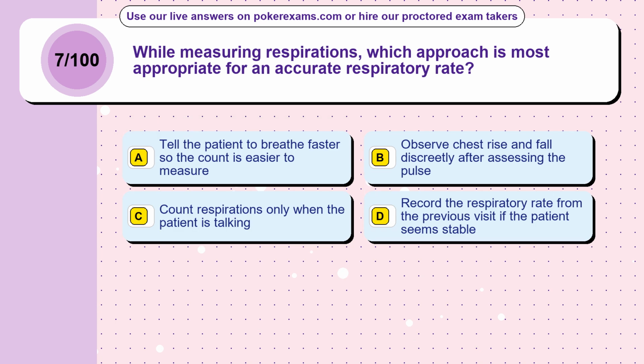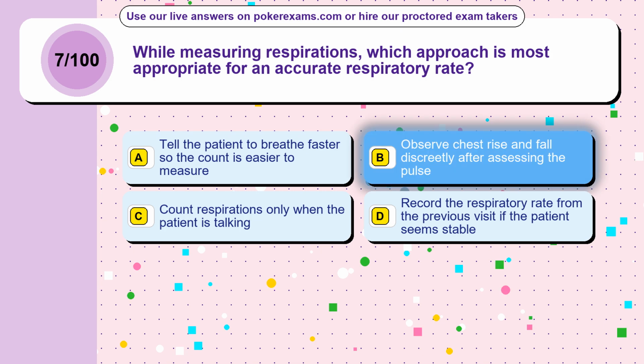Question 7. While measuring respirations, which approach is most appropriate for an accurate respiratory rate? Option A, tell the patient to breathe faster so the count is easier to measure. Option B, observe chest rise and fall discreetly after assessing the pulse. Option C, count respirations only when the patient is talking. Option D, record the respiratory rate from the previous visit if the patient seems stable.